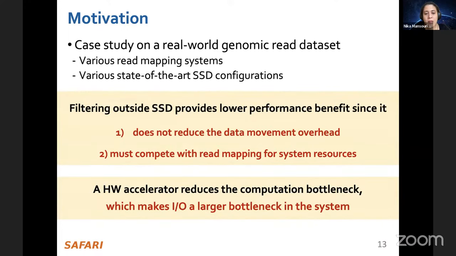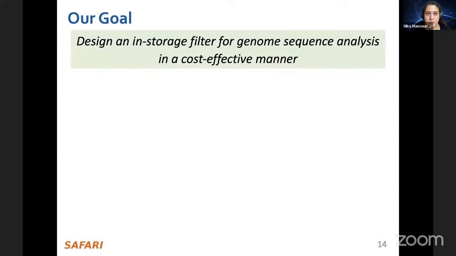And finally, consider a hardware accelerator used for accelerating computation bottlenecks in read mapping. In such a system, we observe that I/O overheads from the storage system become a larger bottleneck because the relative impact of computation overhead has become smaller.